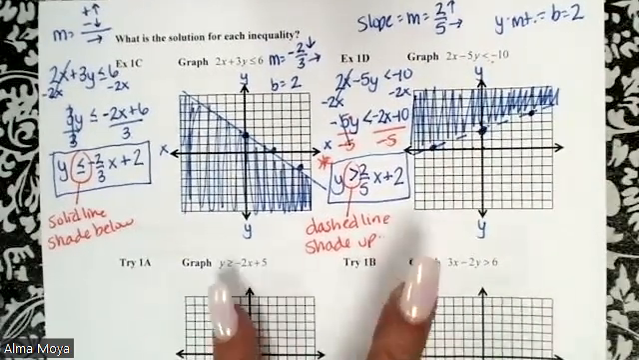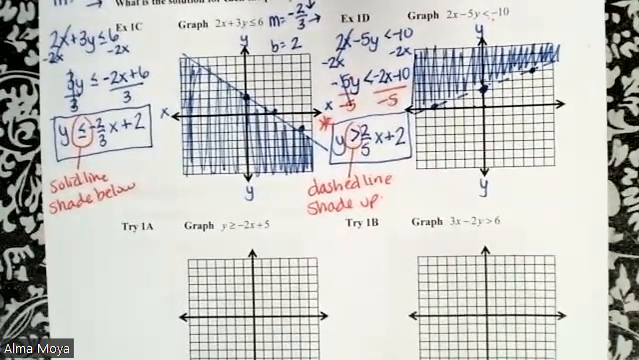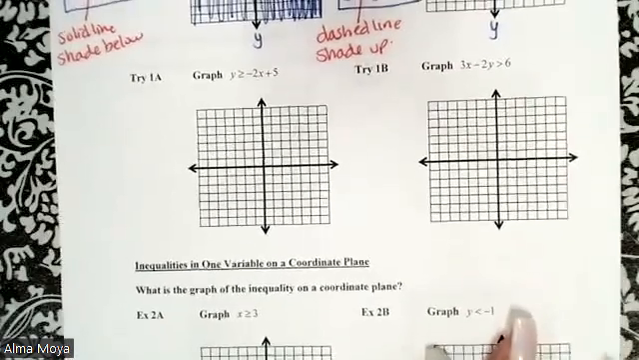Now, I want you guys to try 1A and 1B. Go ahead and hit pause and shade them, and then go ahead and hit play and see if you guys got them right. I'm going to go ahead and continue.